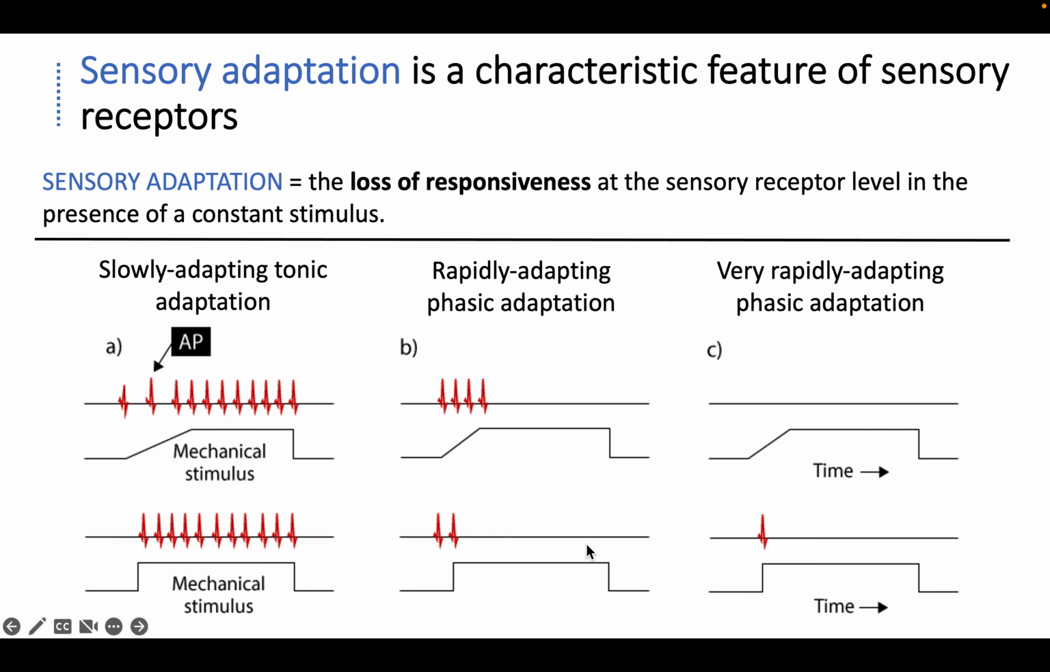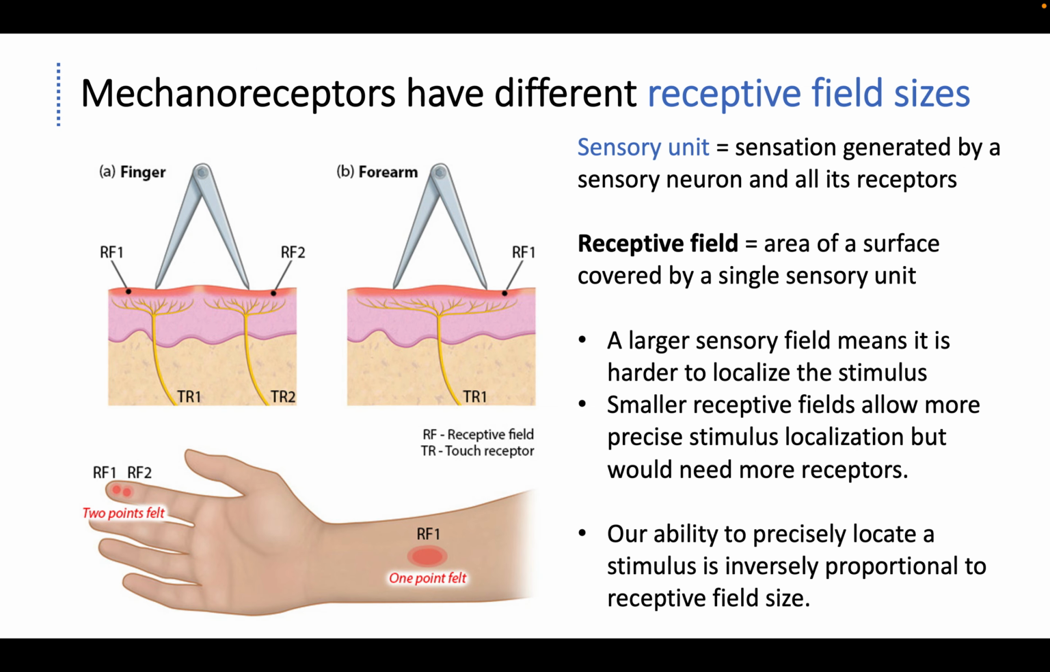And then this example is just an extreme example of phasic adaptation, okay? So depending on these sensory receptors that we discussed and how broadly distributed they are, we can have something known as a receptive field, based on the size of a sensory unit. So a sensory unit is one sensory neuron and all of the sensory receptors that belong to that one neuron.